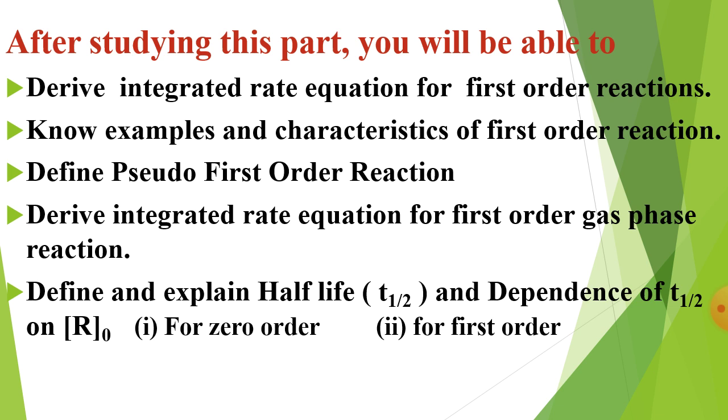Then you will be able to know examples and characteristics of first order reaction. Then define pseudo first order reaction. Here pseudo means false. Then derive the integrated rate equation for first order gas phase reaction. In that reaction, reactant and product are in gaseous phase. That's why here the pressure change method can be applied.